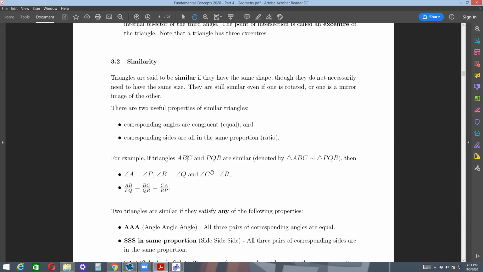Now, basically when two triangles are similar, it means they have the same angles, so they have the same shape, but not necessarily the same size. Right? That's important. If they have the same size, yes, they are still similar, but we call that congruent, which we'll talk about just now.